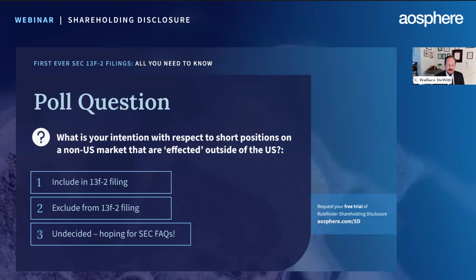And while you're responding to the poll, I might mention an analogy to the enforcement footing of the SEC with respect to Form 13F, the long reporting form that's been in use for decades. I would assume many of you dealing with 13F-2 also wear a hat with respect to your long positions on 13F. Historically, the SEC on 13F has not nitpicked the contents of a Form 13F.